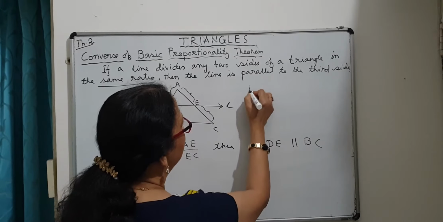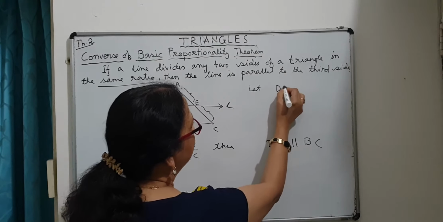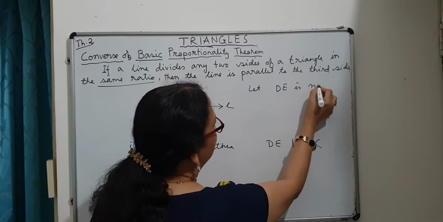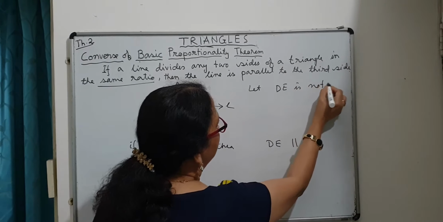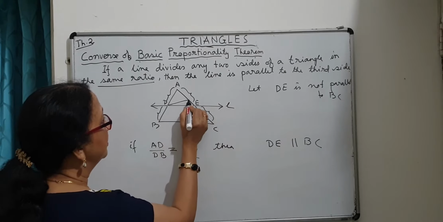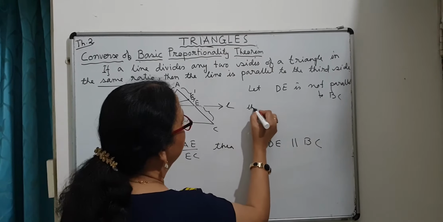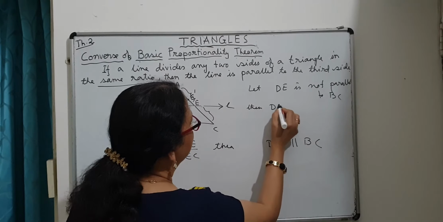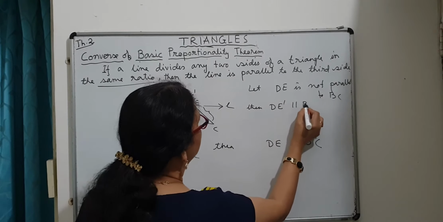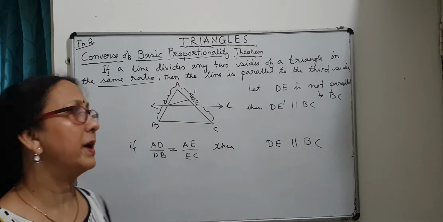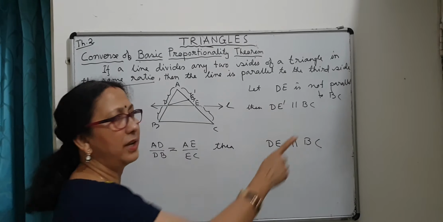So we assume, to the contrary, DE is not parallel to BC. That we assume. So that is not parallel. If this is not parallel, then there will be some parallel line through D. Say this is E dash. Then DE dash will be parallel to BC. Some line must be there which is parallel to BC. I have taken DE dash to be that line.